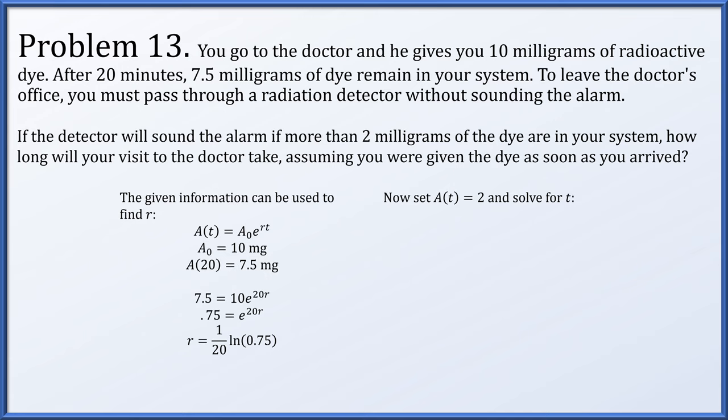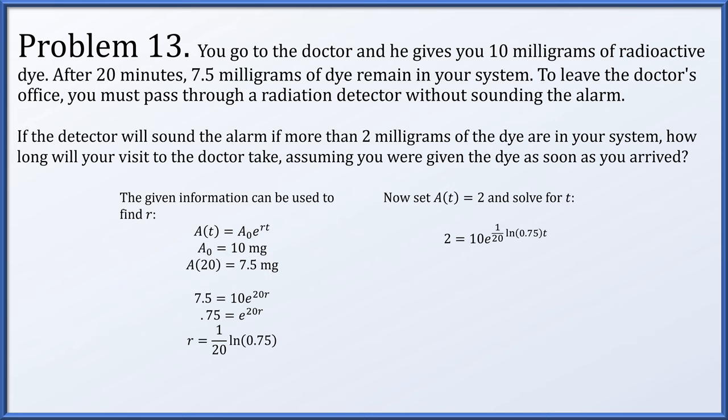Now we can get to the actual question that was asked. When will there be only 2 milligrams remaining? We set the amount to be 2 and solve for t, the time. So the amount is 2, and on the right we have 10 times e to the rt, where r is the value we already found.